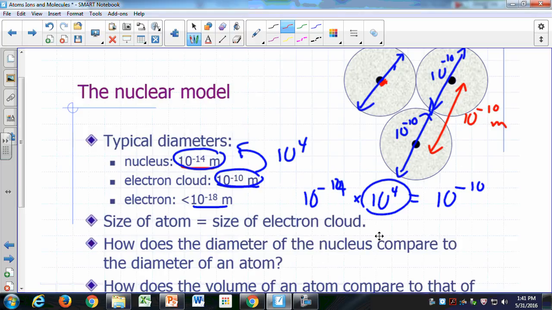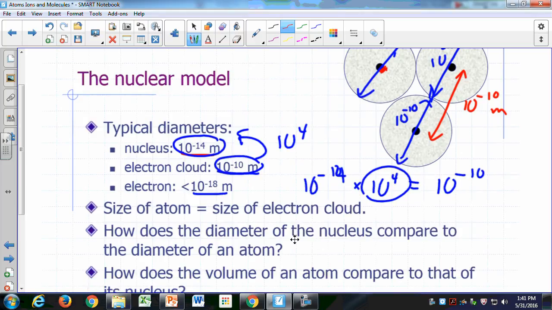So that's how empty the atom is. Within that region where you have your electron cloud, the electrons are even tinier than the nucleus. There's just a few of them roaming around the nucleus. So an atom, we say, is mostly empty space. Although we refer to the size of the atom as the size of the electron cloud, most of that cloud is really empty. Okay?